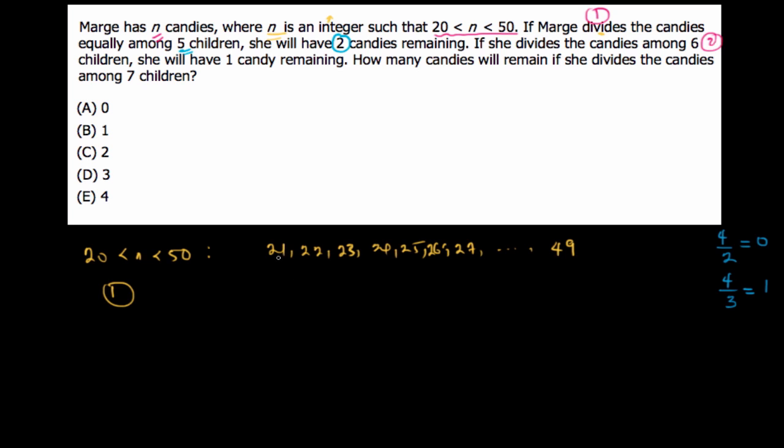Looking at 21, when you divide 21 by 5, you would have a remainder of 1. When you divide 22 by 5, you have a remainder of 2. So this falls in the group. So you have 22, so this passes. If you go to 23, it doesn't pass. 23 divided by 5, you have a remainder of 3. 24 divided by 5, a remainder of 4. 25 divided by 5, a remainder of 0. 26 divided by 5, a remainder of 1.